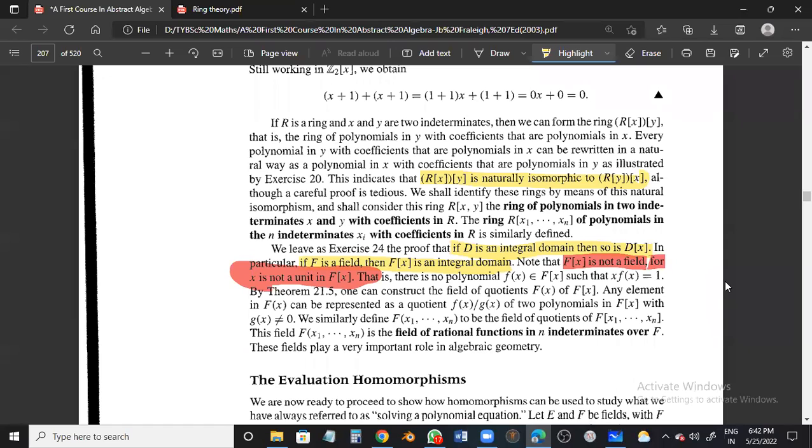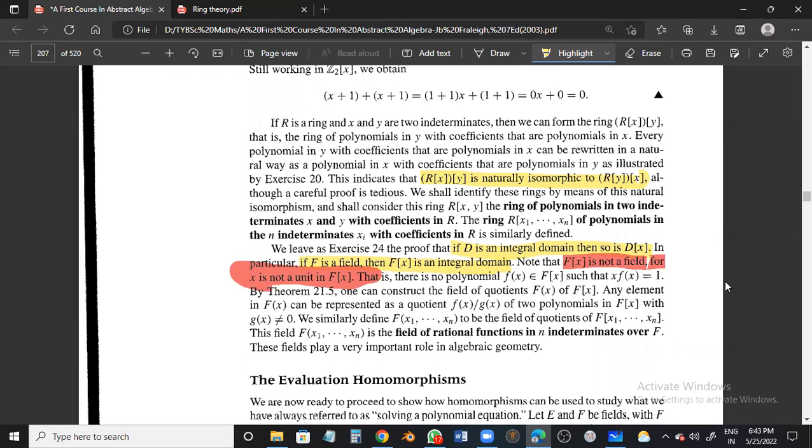For 1 mark kind of questions, this might prove helpful. Maybe they'll ask you, if f is a field, f of x is a field or not, justify. Then you can say f of x is not a field because every polynomial is not invertible, but the proper word is not a unit. So very basically you can show x is not a unit in f of x. Why? Because we cannot find any polynomial such that x into f of x is 1.